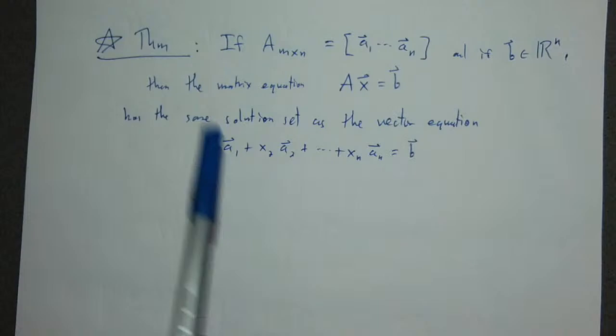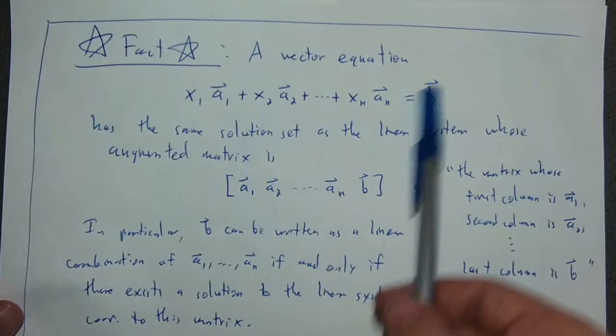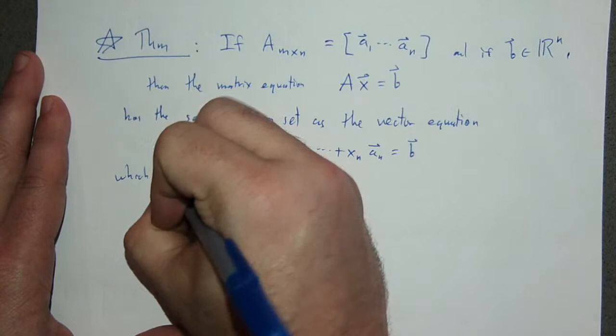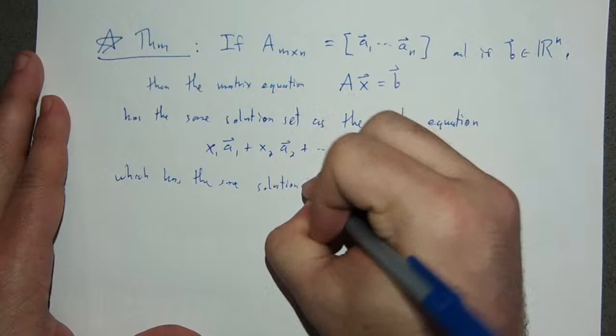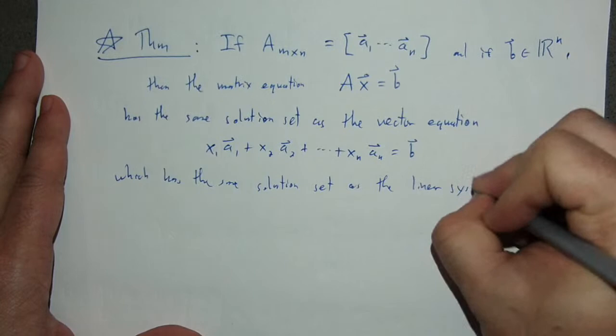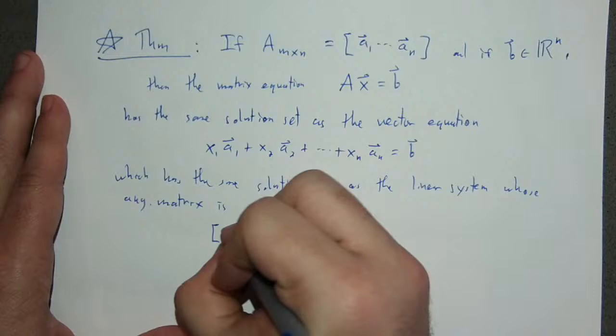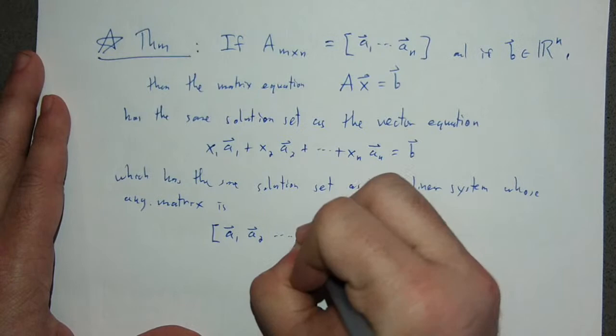But then from last lecture, this vector equation has the same solution set as this linear system that has this augmented matrix here. So I can rewrite that in the following way, which has the same solution set as the linear system whose augmented matrix is a sub 1, a sub 2, and so on up to a sub n, and b as the last column. Okay.